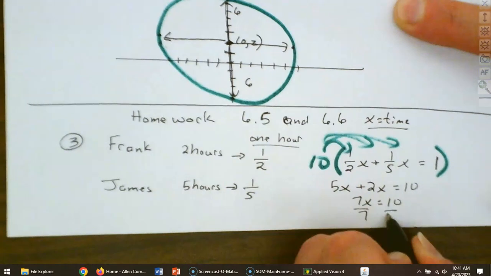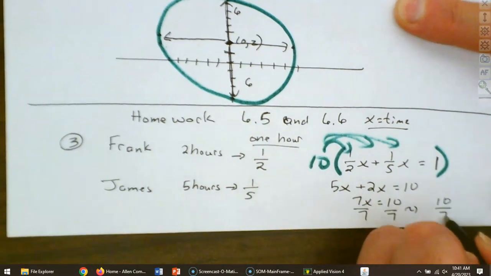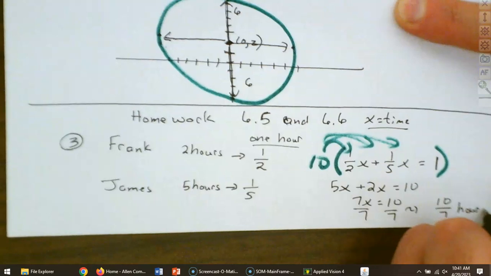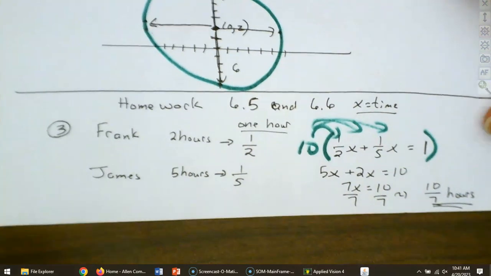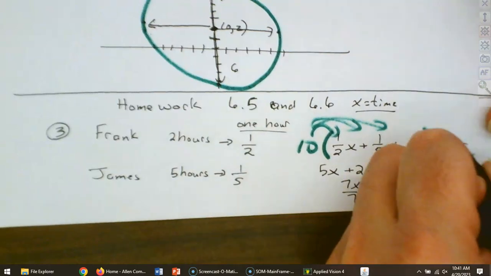We'll divide by our 7. So x now equals 10 over 7 hours. And that should match up to one of the answers, and it does. It looks like it's going to be answer C, isn't it?